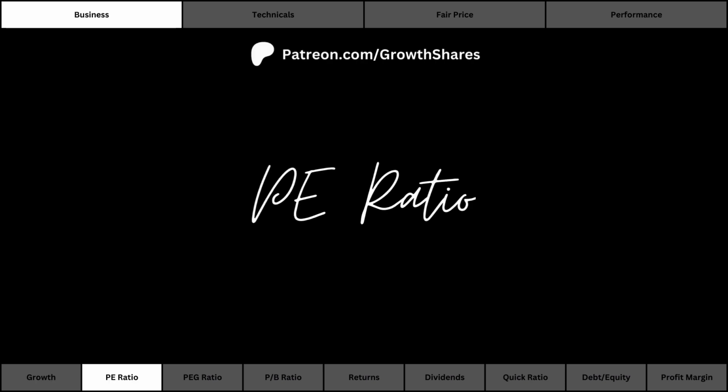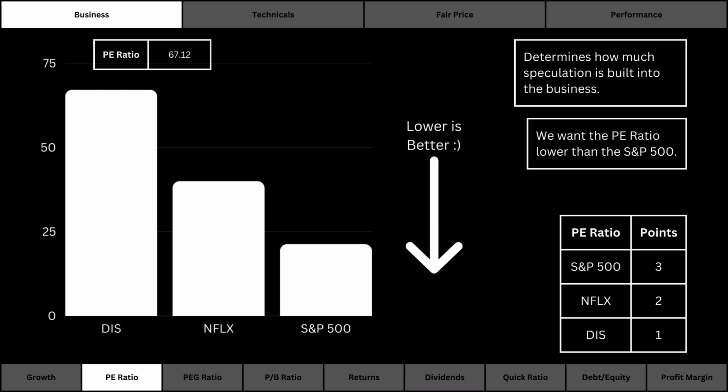P/E ratio. This determines how much speculation is built into the business. We ideally want a low P/E ratio, meaning there's less speculation around the stock.